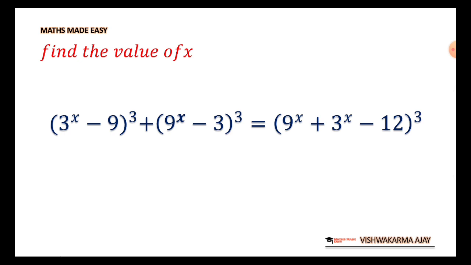Today we are going to solve another interesting question featuring simplification of a complex equation. Find the value of x if (3^x - 9)^3 + (9^x - 3)^3 is equal to (9^x + 3^x - 12)^3. So let's get started.